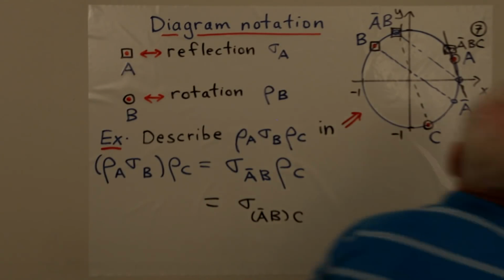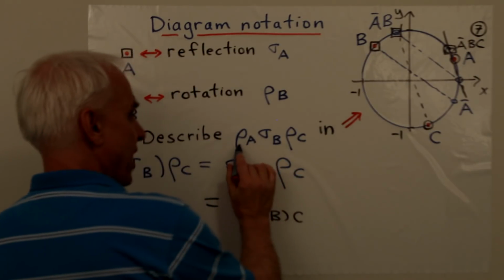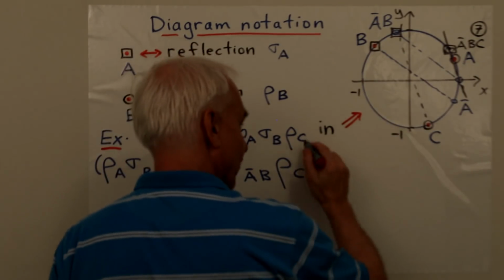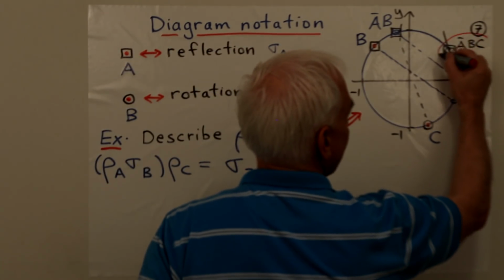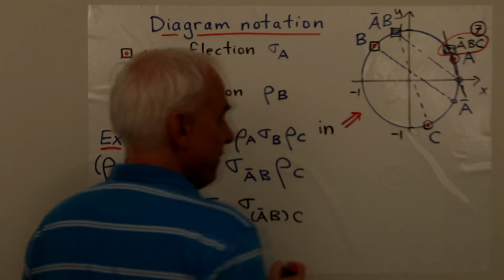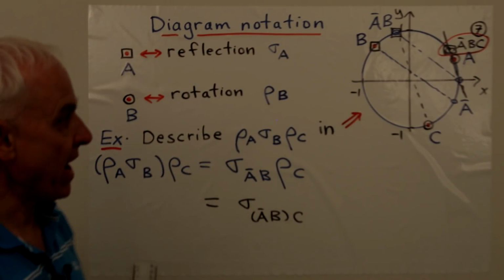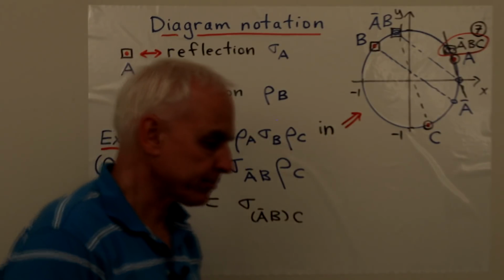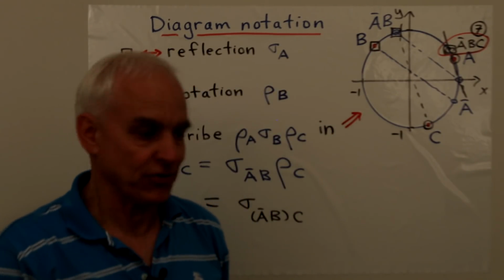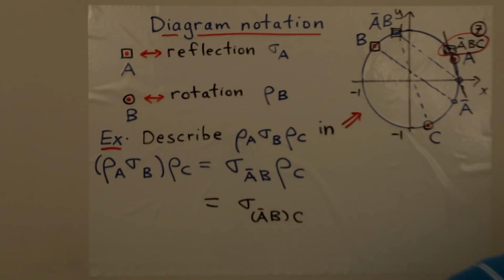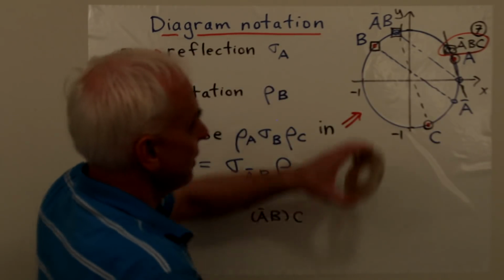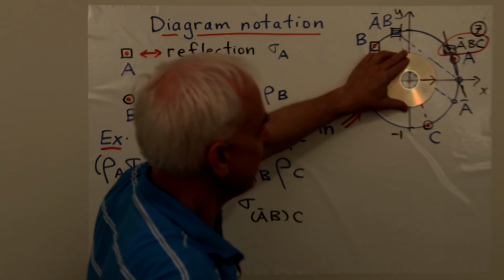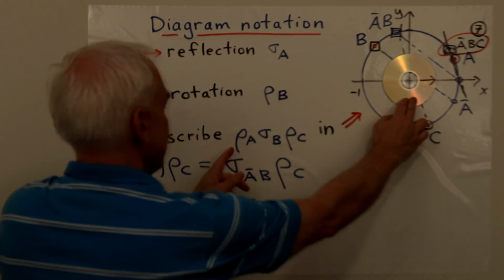Let me circle it. The effect of doing rho A and then sigma B and then rho C is to find this object here, which is the reflection determined by that point. So let's see if this actually works geometrically. Okay, so we're going to start here and let's actually perform these three.